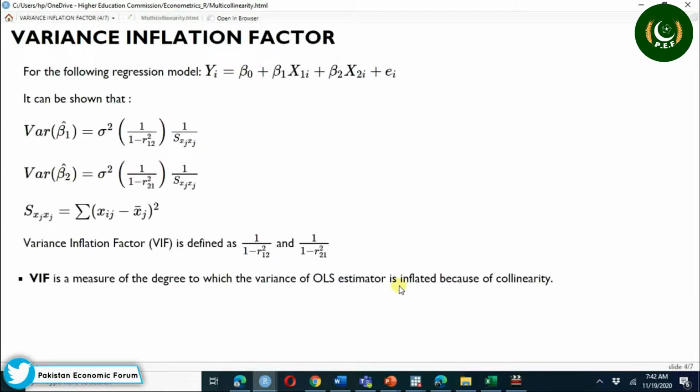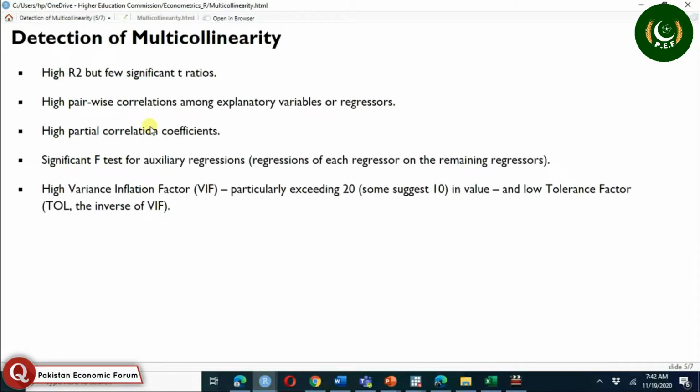Okay, so there is a term called variance inflation factor. The variance of beta 1 hat is sigma square times 1 over 1 minus r square, and this 1 over 1 minus r square is called the variance inflation factor. How do we detect that there is multicollinearity? You see high R square, few significant t ratios, very high pairwise correlations, and if the variance inflation factor, as per Greene's Econometric Analysis, is greater than 20, and some other research suggests that if it is greater than 10, there is multicollinearity.